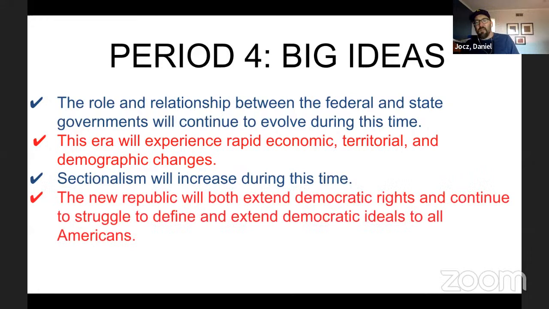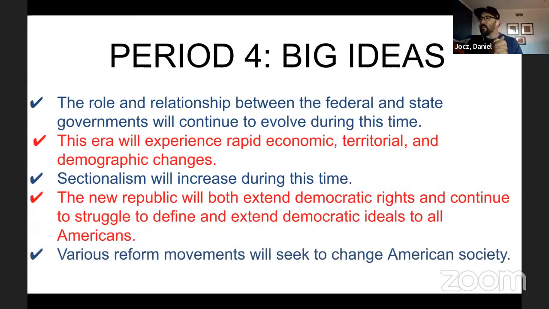And then the new republic will both extend democratic rights, so people are able to vote much more than previously. It became easier to vote for some people, and to continue to define and extend democratic ideals to all Americans. So, what is democracy? What is representation in this new nation, this young republic? Who should be able to vote? Those debates are still happening, and we'll be taking a look at that. And just in case you are wondering, various reform movements will also be around during this time period, seeking to change American society. So these are some of the big ideas that we are going to be hitting today.